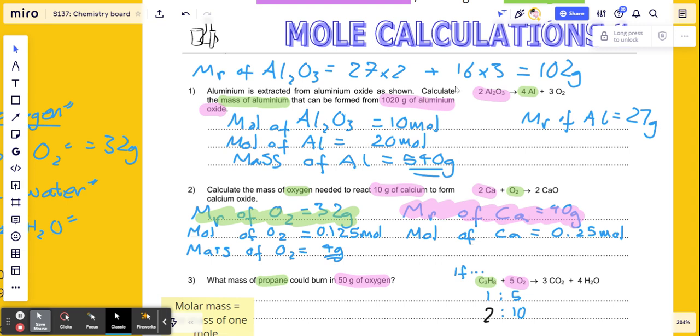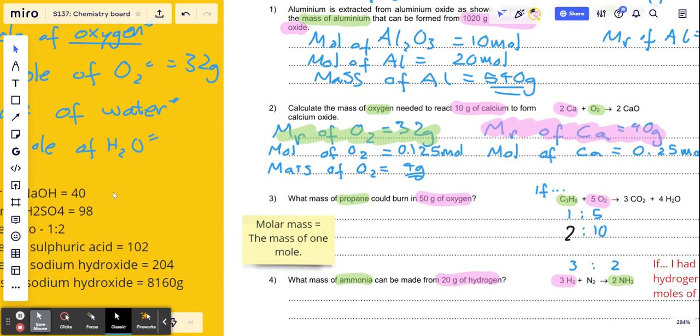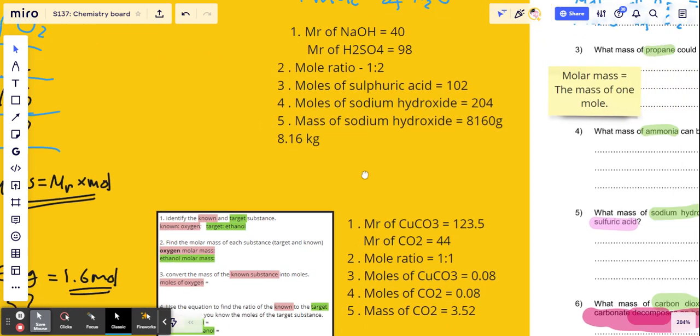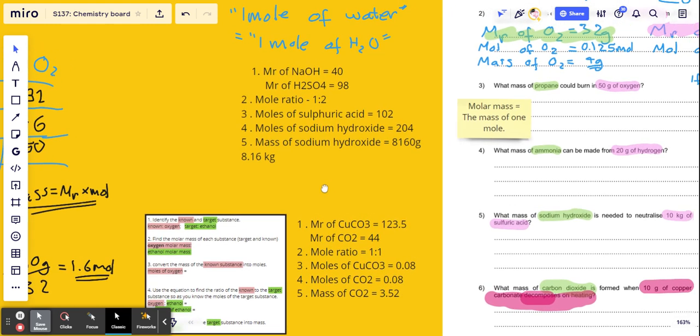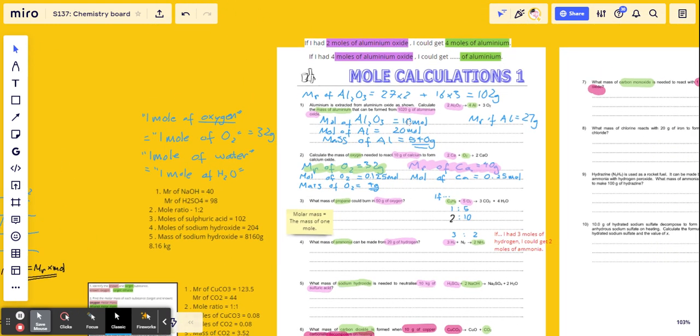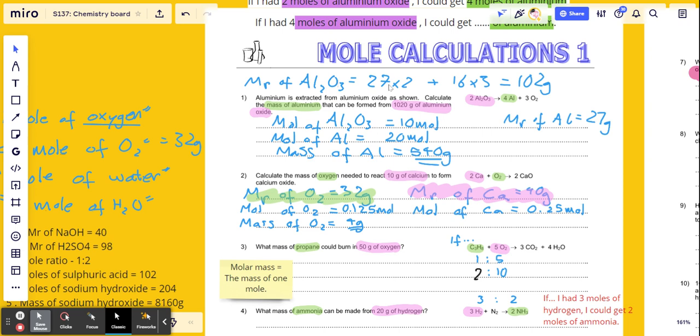I'll try to use the same color every time. I highlight the known substance in pink and the target substance in green. So now we've got that, the second stage is to find the molar mass of each substance, target and known. We just look at the periodic table for that.